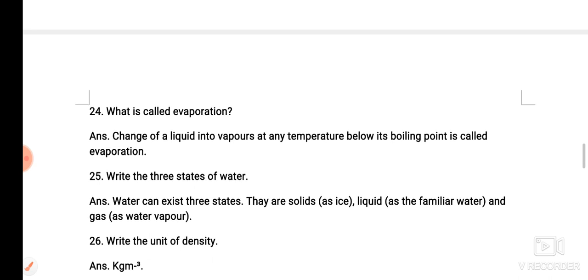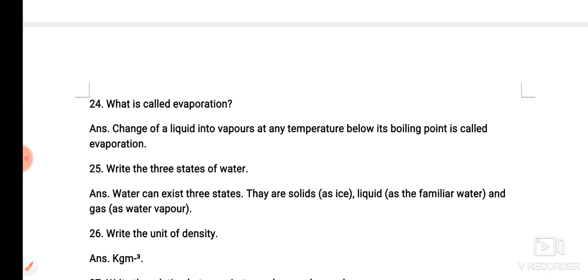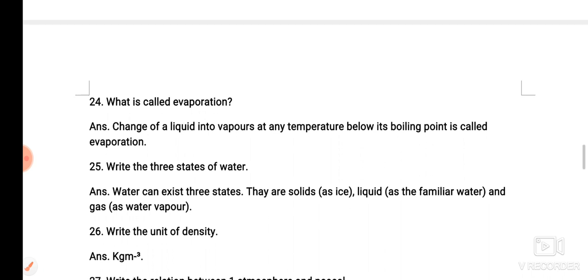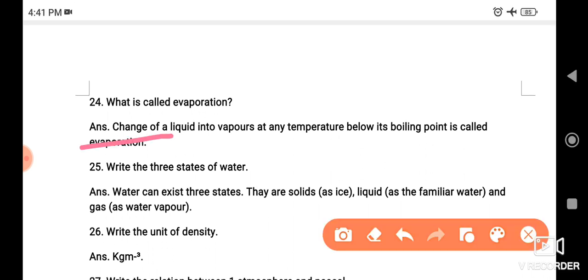What is called evaporation? The change of liquid into vapor at any temperature below its boiling point is called evaporation. You can note down from here. Next, write the 3 states of water. What are the 3 states of water?